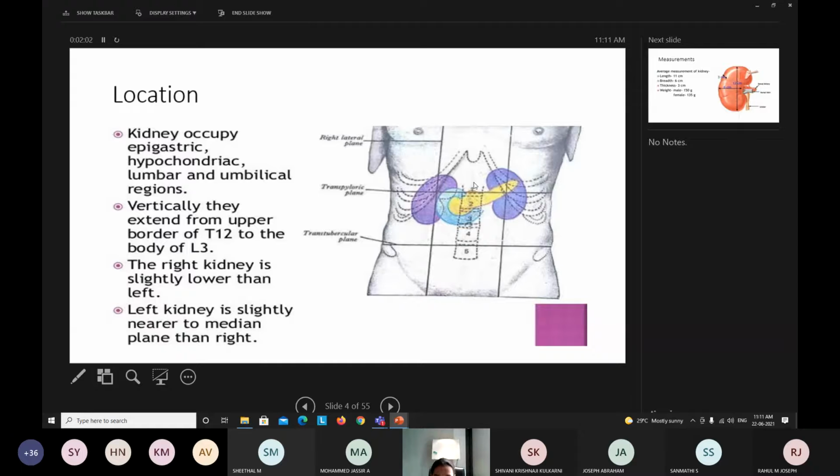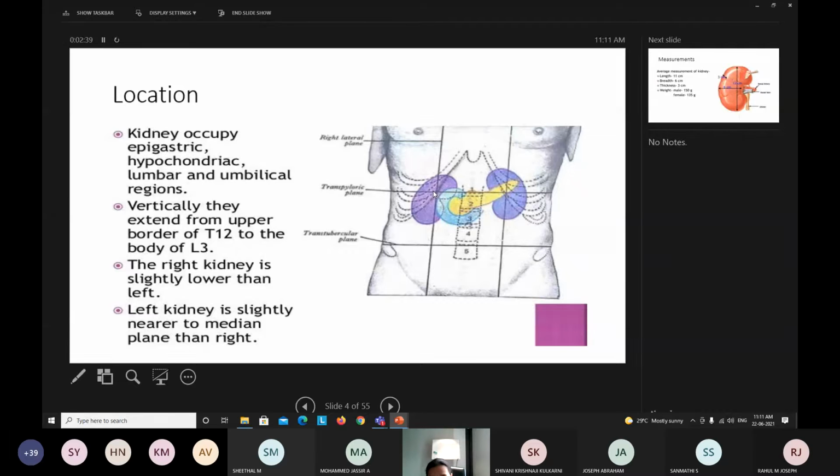In location, kidneys are bean-shaped organs. They are present mainly in the lumbar region, partly in the epigastric, hypochondriac and umbilical regions. Vertically, they extend from T12 to L3 vertebra. The right kidney is slightly lower than the left kidney.